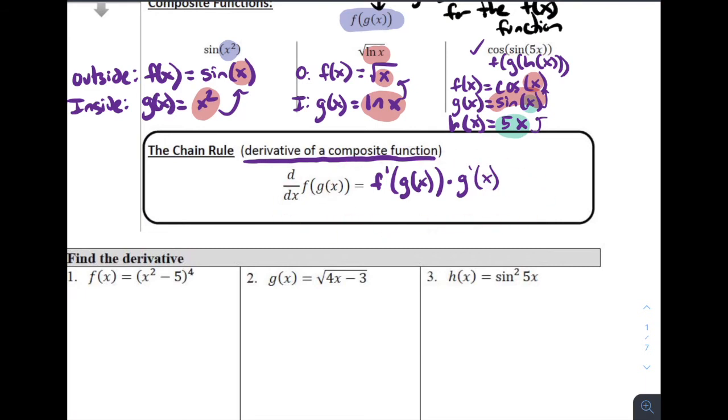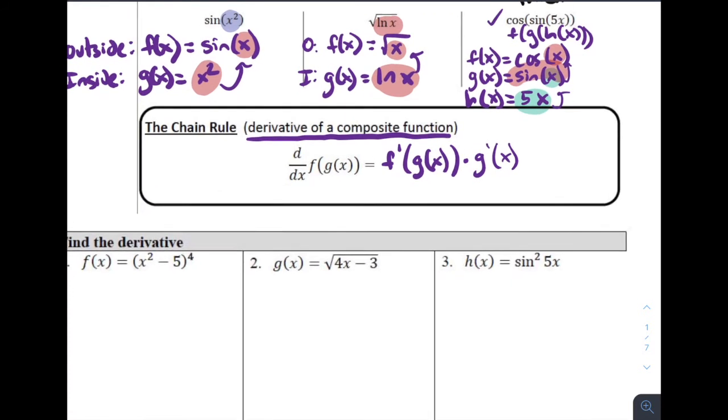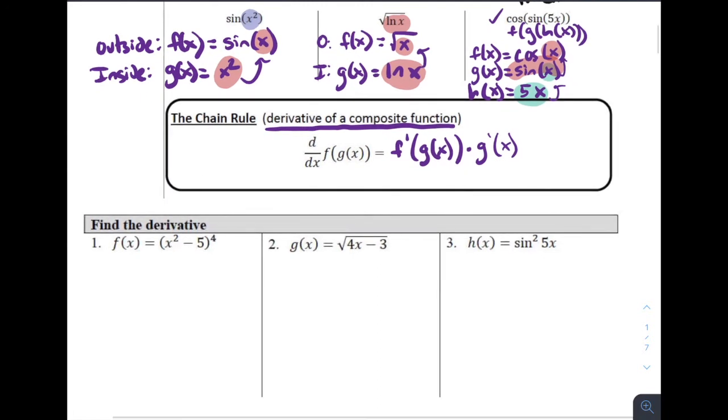This is one of the most important rules probably in all of Calculus 1, because we use this in combination with a lot of our different rules from Chapter 2. We can do the product rule and the chain rule together. We can do the quotient rule and the chain rule together. We can do trig functions with the chain rule. Any rule that we've learned so far, we can use in a composite situation with the chain rule, which is really nice because it expands our ability to take derivatives significantly.